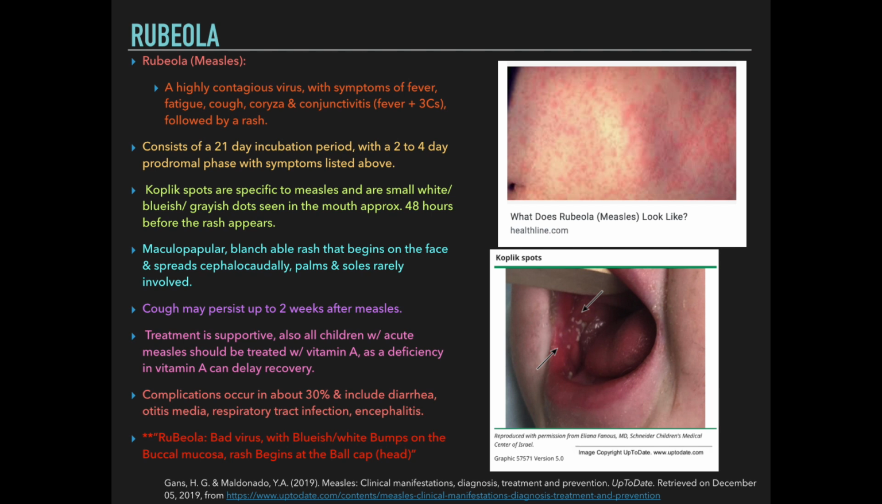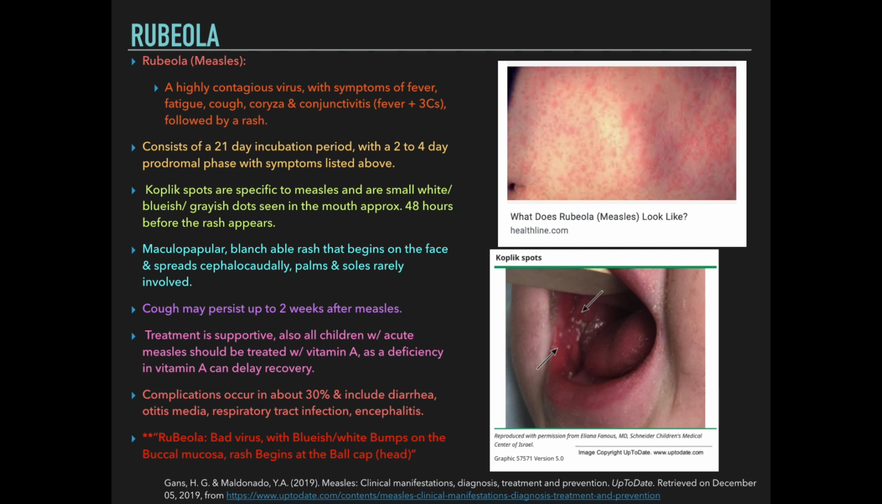So another specific trait to RUBEOLA is that there are something called Koplik spots that can be seen, and these are small whitish, bluish, grayish dots that are seen in the mouth, and these occur about 48 hours before the rash actually appears. The rash itself is maculopapular, blanchable, and it typically begins on the face and then spreads cephalocaudally. Palms and soles are almost never involved in this rash.